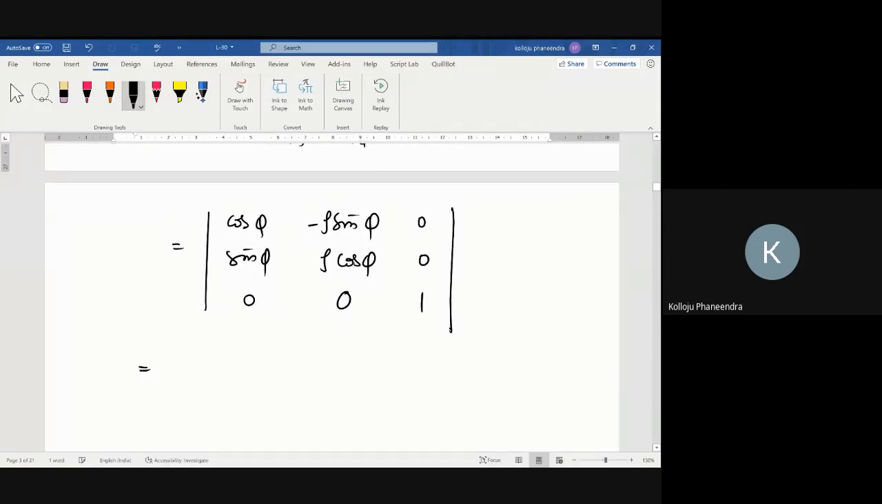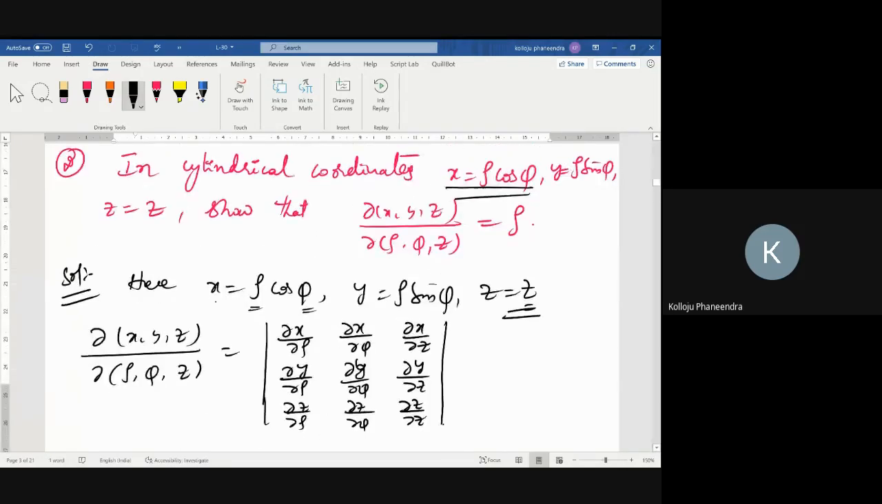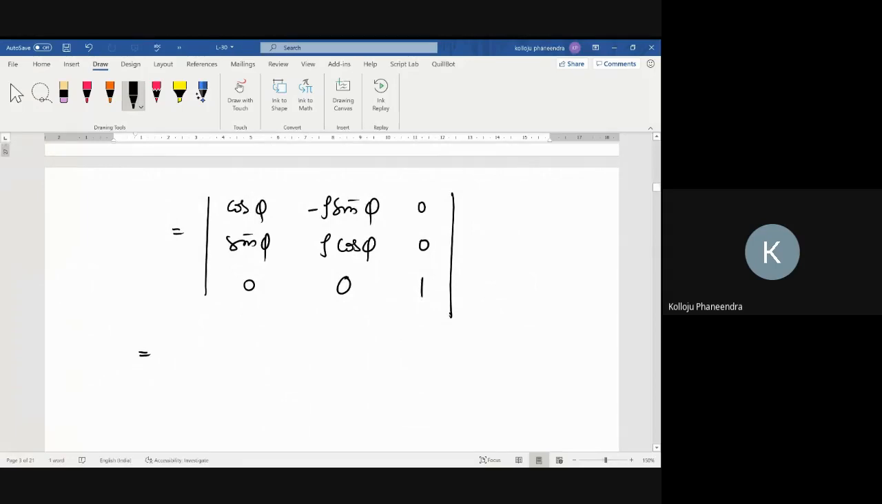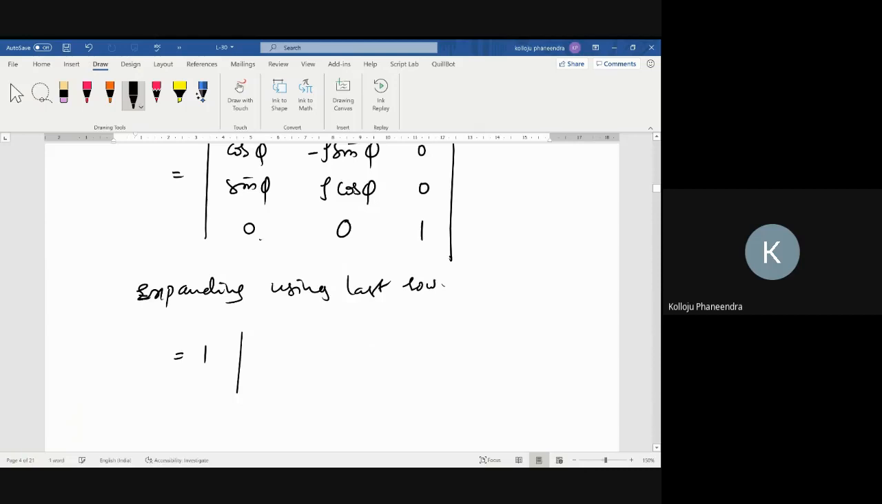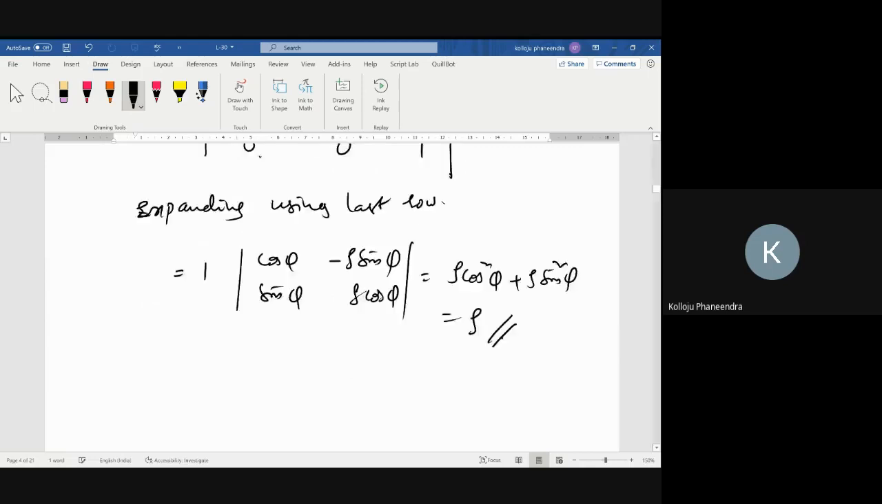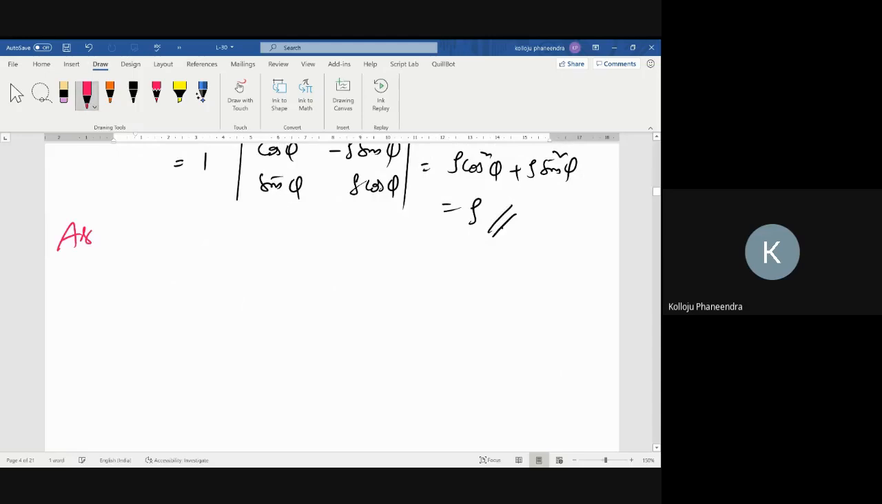Let us expand this. What I have to prove is that this value is rho. Expanding using the last row, this equals 1 times the minor: cos phi, minus rho sin phi, sin phi, rho cos phi. Remaining values are zeros, therefore rho cos² phi plus rho sin² phi. So the value is rho, that is the answer. Next problem, this is an assignment.